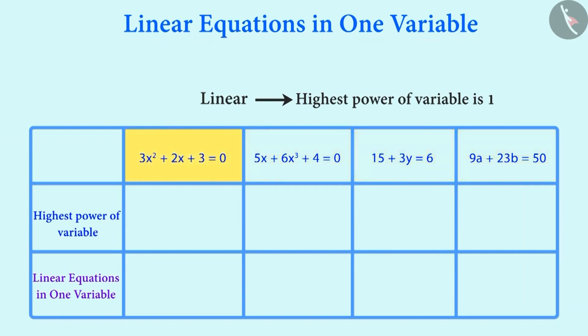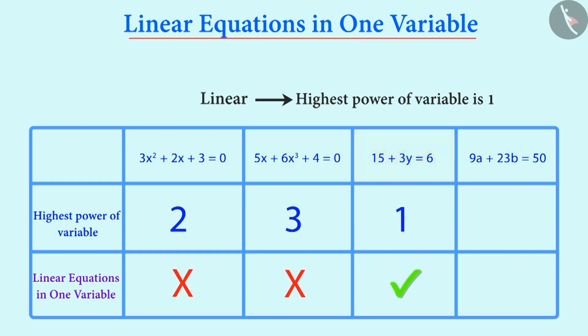Notice the first equation. In this equation, the highest power of the variable x is 2. Therefore, it cannot be a linear equation in a single variable. Now, in the second equation, we can see that the highest power of the variable x is 3. Therefore, this equation also cannot be a linear equation in one variable. Now, let's consider the third equation. Here, the highest power of the variable y is 1. Therefore, it is a linear equation in one variable.